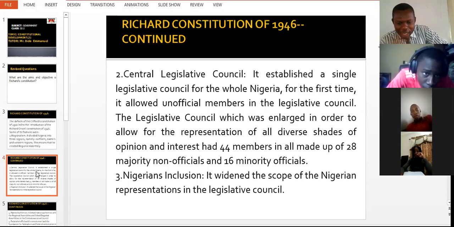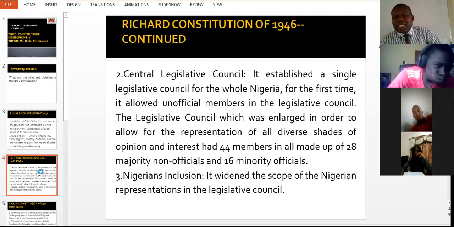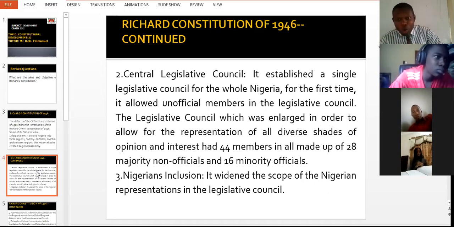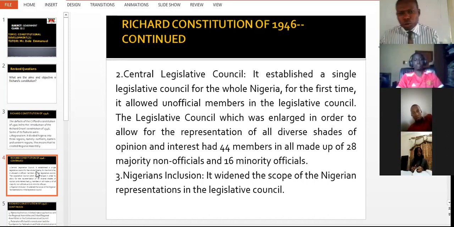Let me finish, then I will make a comparison. The 44 members were made up of 28 majority non-officials and 16 officials. This is a little bit contrary to that of the Clifford Constitution, if you remember.